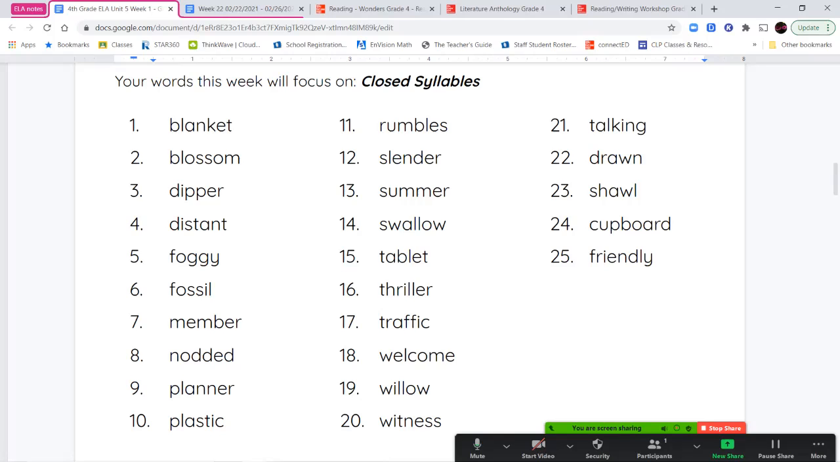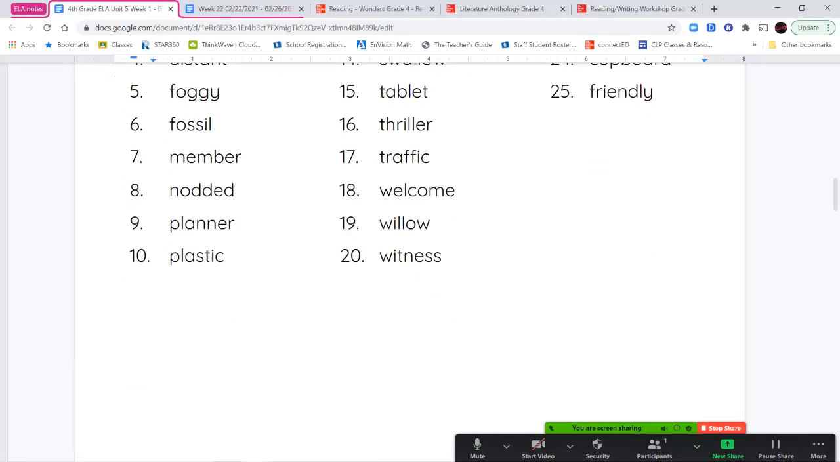So your words here are blanket, blossom, dipper, distant, foggy, fossil, member, nodded, planner, plastic, rumbles, slender, summer, swallow, tablet, thriller, traffic, welcome, willow, witness, talking, drawn, shawl, cupboard, and friendly.